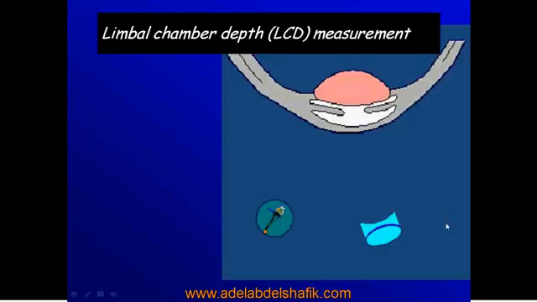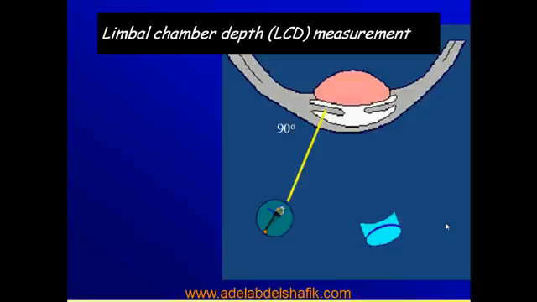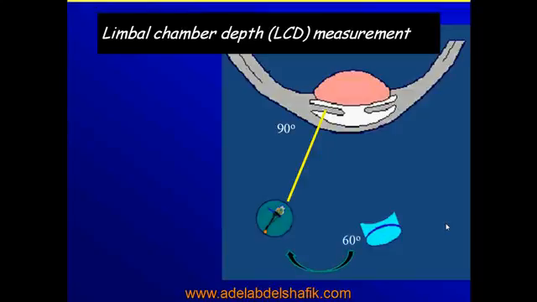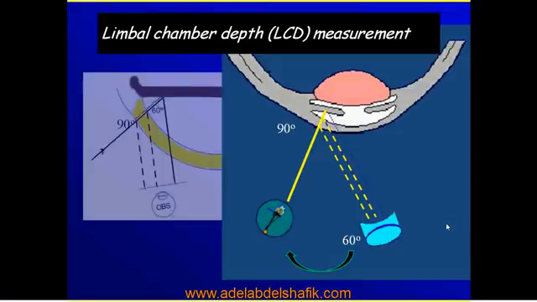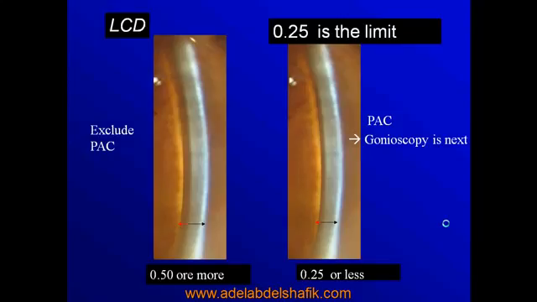Recently we got this term LCD measurement, the limbal chamber depth. We put the light 90 degrees to the periphery of the cornea and we put the slit lamp 60 degrees from the source of light, and we start to compare the thickness of the cornea with the depth of the anterior chamber in the periphery. If the anterior chamber has a depth of 50% or more of the thickness of the cornea, then angle closure glaucoma or susceptibility to angle closure glaucoma is excluded.